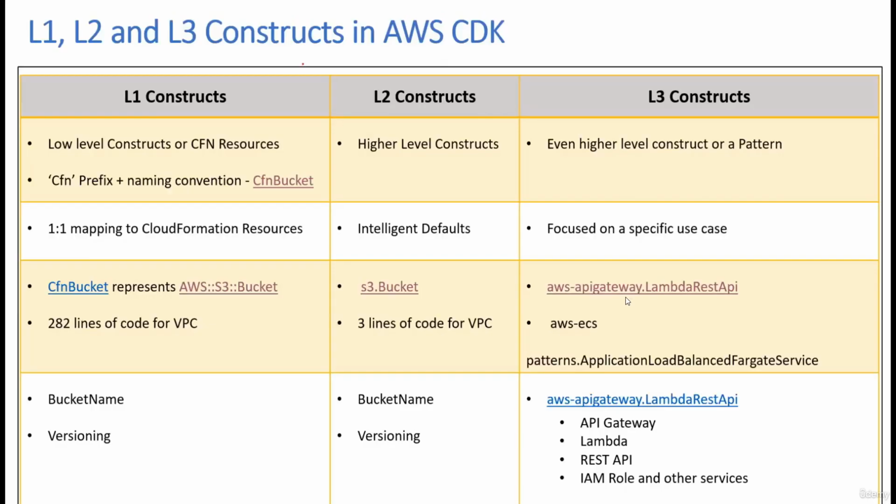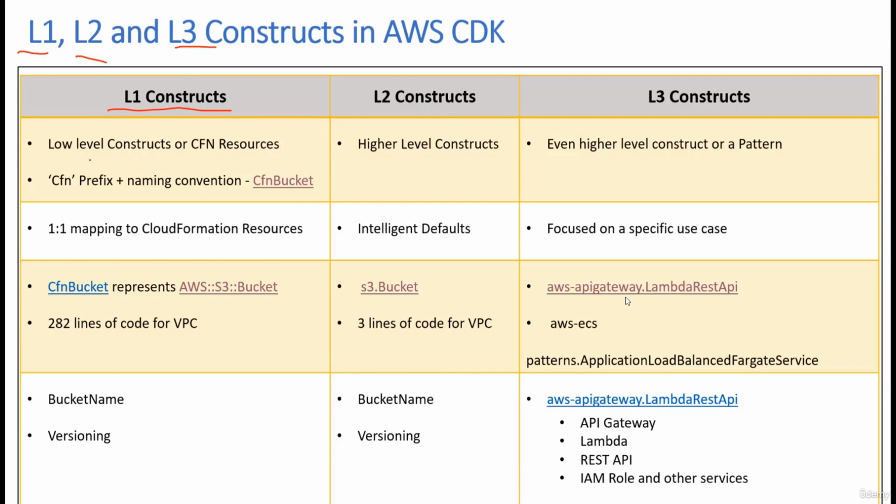There are three types of constructs in AWS CDK: level 1, sometimes called L1, level 2, and level 3. Now let's try and understand what these L1, L2, and L3 constructs are, and then do a quick hands-on on all three of them. First, we have the L1 construct.